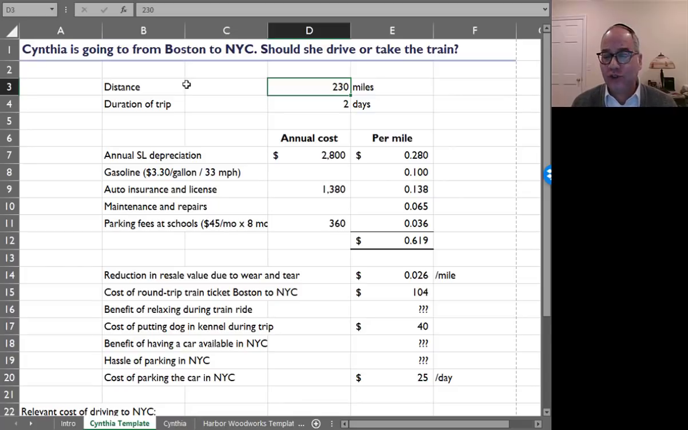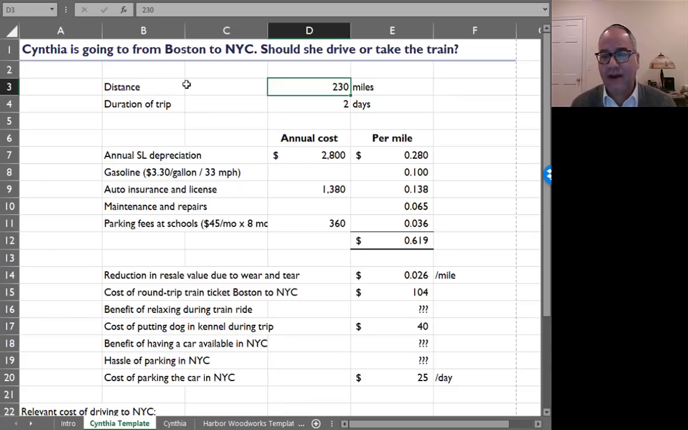Now, if she takes the train, it's $104 round trip, and that seems pretty high. Relaxing during the train ride, it's a lot more relaxing to just sit on the train and chill, than to drive on I-95, especially the I-95 corridor between Boston and New York City.